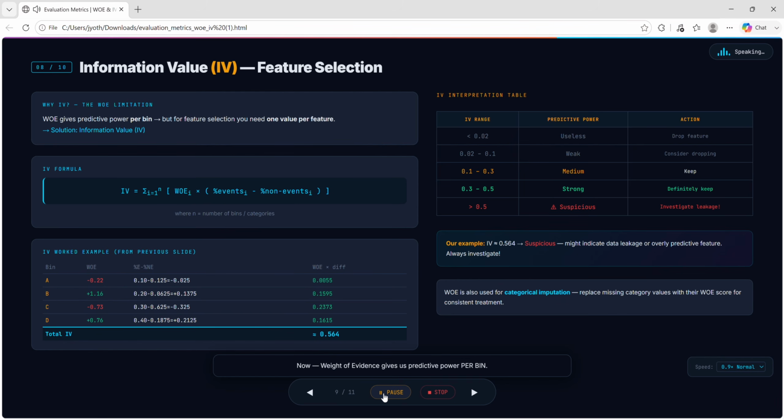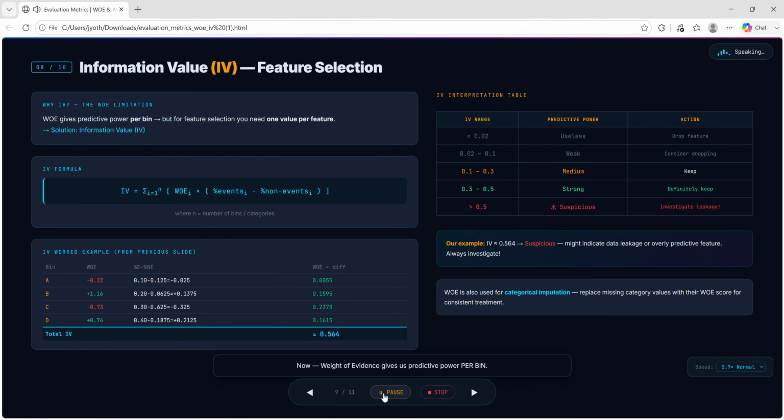Now, weight of evidence gives us predictive power per bin. But for feature selection, we need one single value per feature. That is where information value, or IV, comes in. The formula is IV equals the sum over all bins of WOE times the difference of percent events minus percent non-events. Let us calculate for our example.